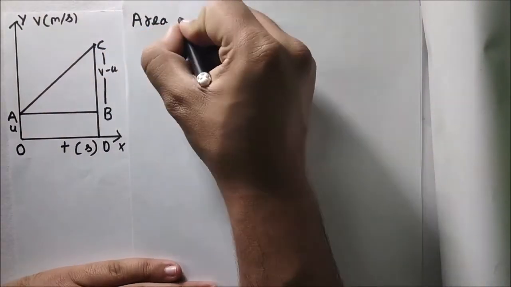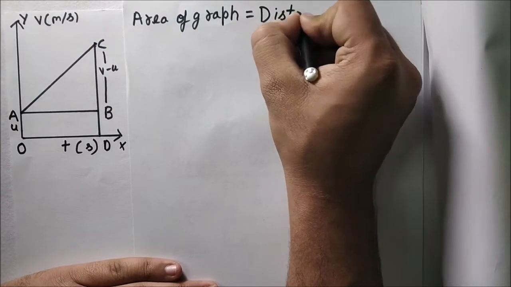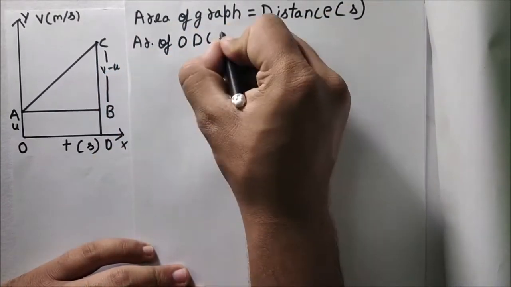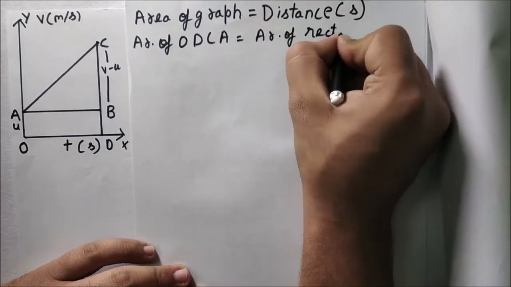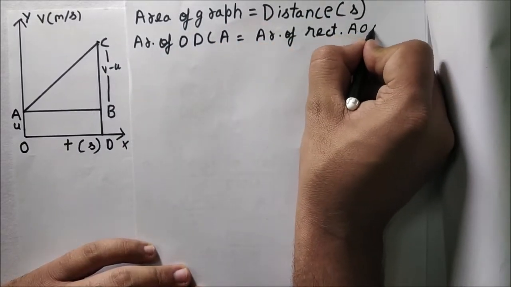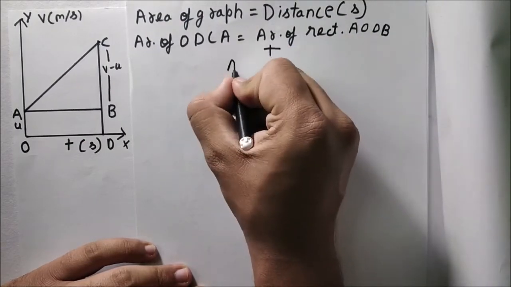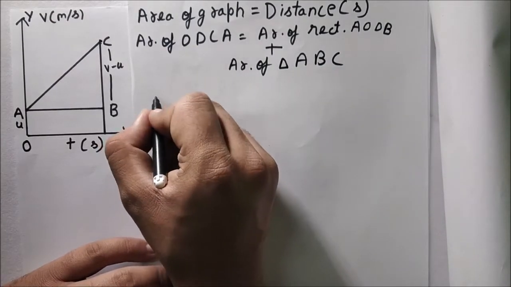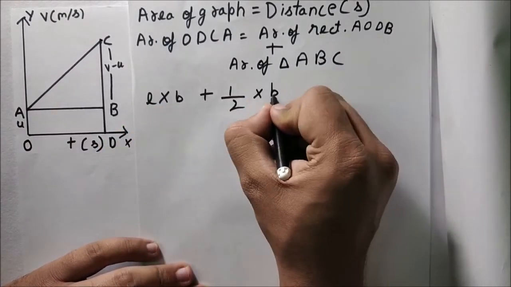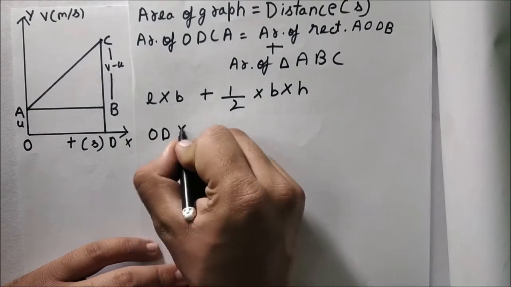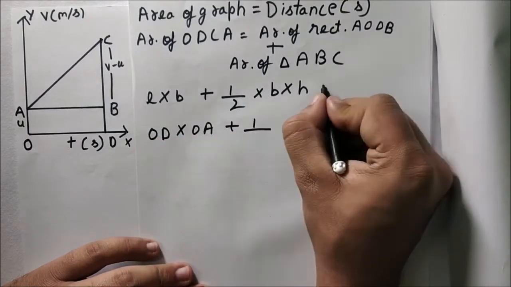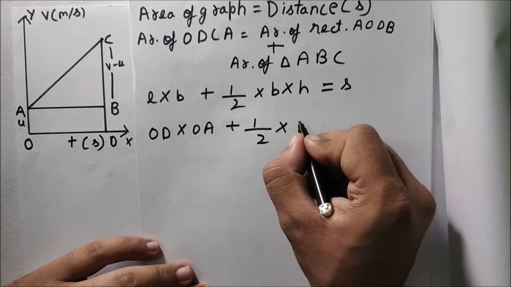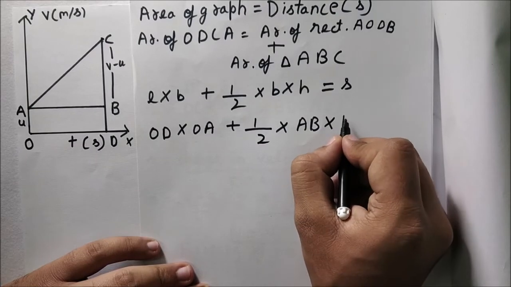So the area of the graph gives us the distance. How much area the graph covers gives us the distance. So we need to find the area of quadrilateral ODCA, which is nothing but the sum of the area of rectangle AODB plus the area of triangle ABC. As you know, the area of a rectangle is L into B and the area of a triangle is half into base into height. So here length will be OD and breadth will be OA, and here half into base into height. Base is AB and height is BC.